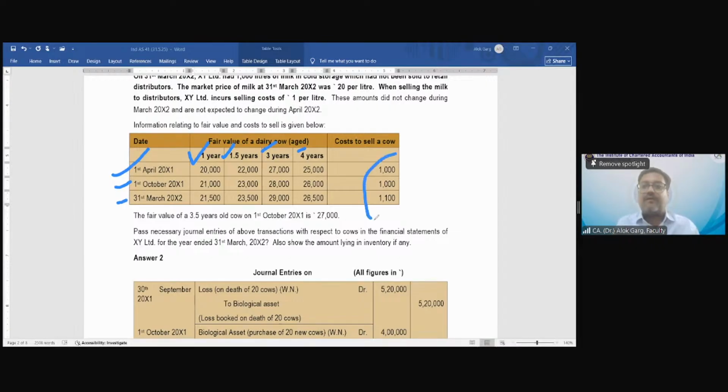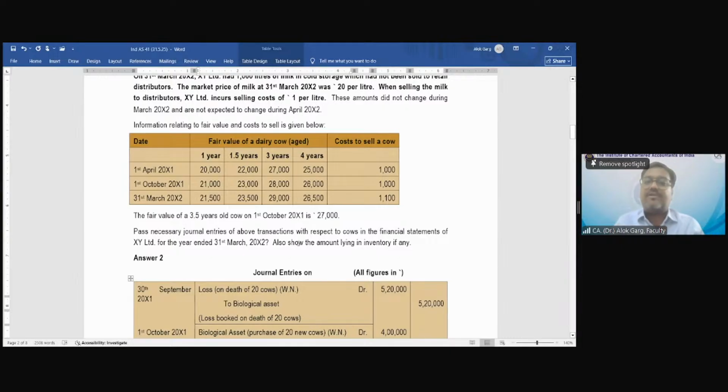And the cost to sell of a cow is also given. So this information is given for fair value less cost to sell. The fair value of a 3.5-year-old cow on 1st October 20X1 is 27,000. Pass necessary journal entries of the above transaction with respect to cows in the financial statements of XY Limited for the year ended 31st March 20X2, which is the reporting date. Also show the amount lying in the inventory, if any. Is that clear, friends?